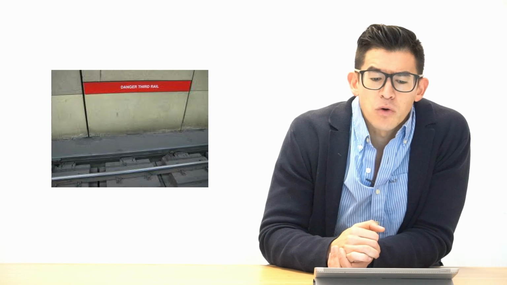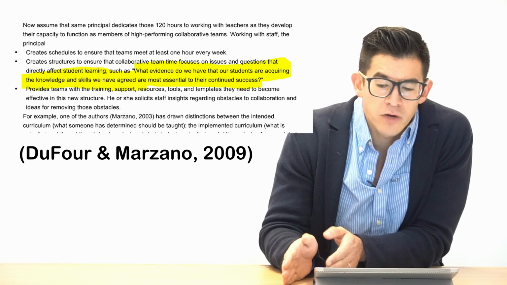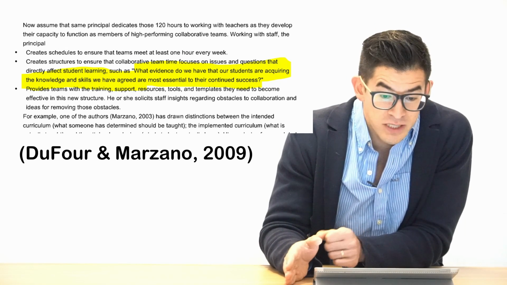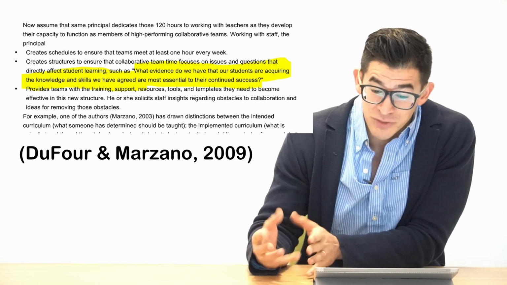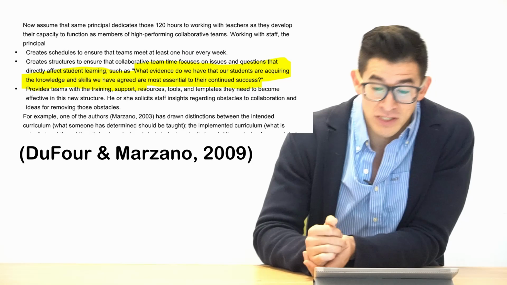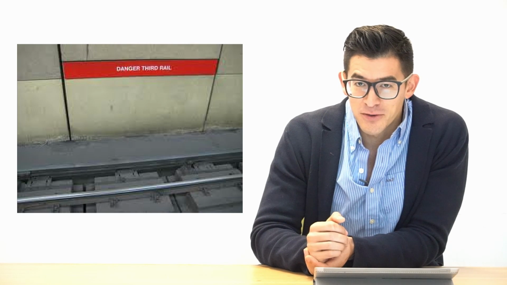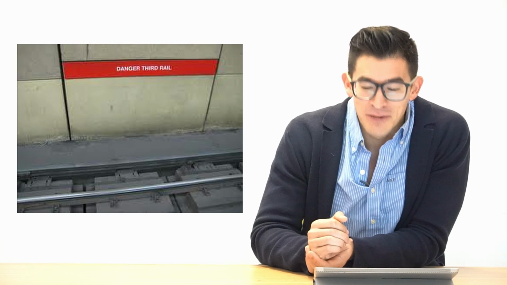Well, I think Dufour and Marzano would actually like this, because they talk about, quote, evidence that our students are acquiring the knowledge and skills, and that's what teachers should focus on. By including it as a distinct strand in teacher evaluation, Stronge certainly does focus on this. But I suspect Singer, who really hated Danielson, he would hate it.